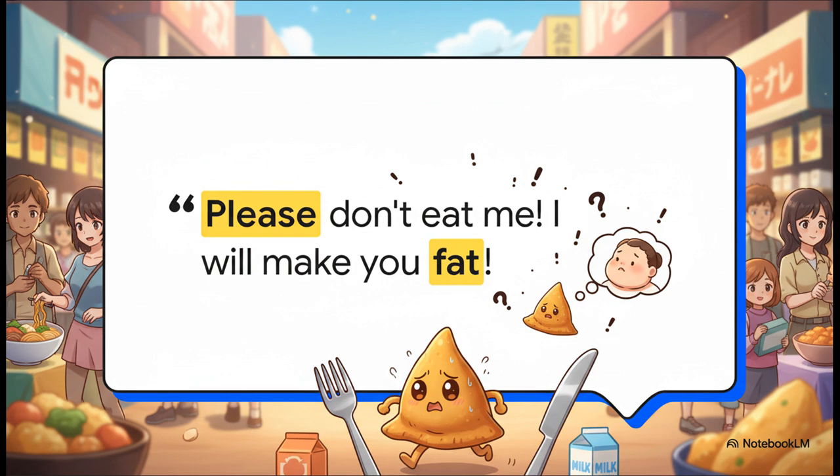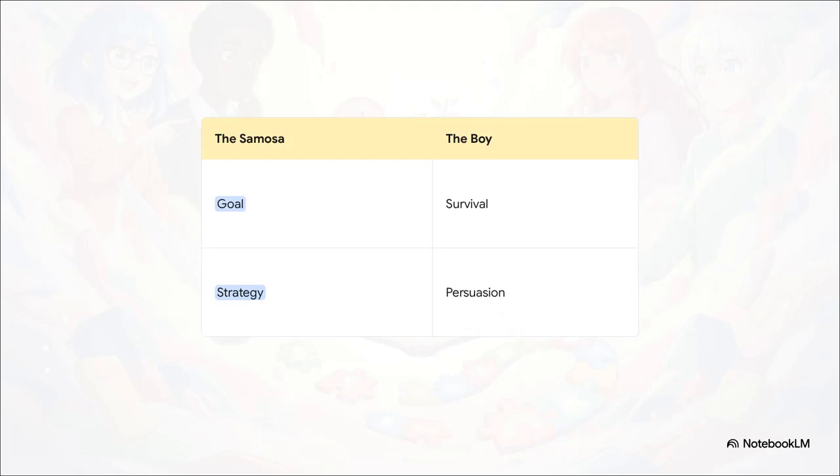The first part, "Please don't eat me," that's pure emotion, a raw appeal for survival. But that second part, "I will make you fat," that's a genius pivot. It's a logical, maybe slightly manipulative argument that speaks directly to its audience. It's a strategic play, not just a simple plea. And this lays out the core conflict perfectly.